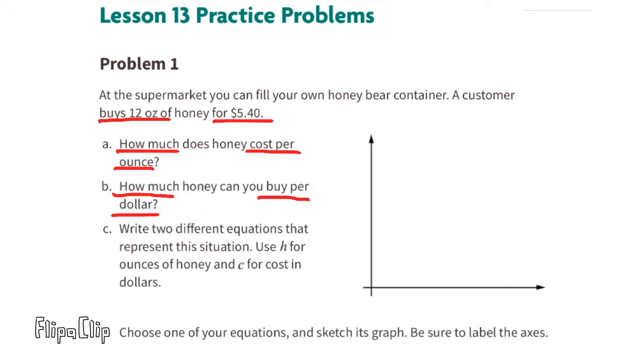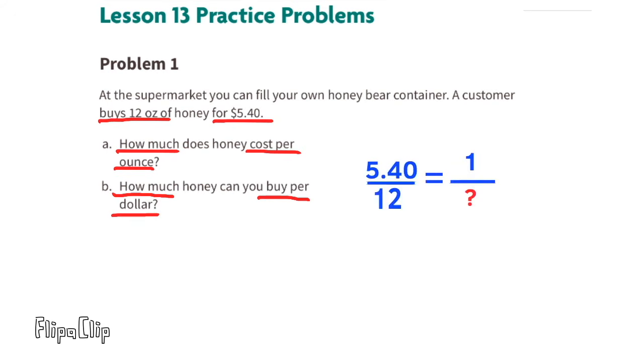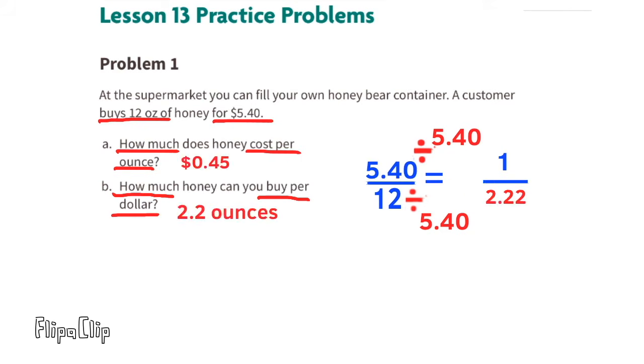B. How much honey can you buy per dollar? One way to figure this out would be $5.40 divided by $5.40 to equal $1, and 12 ounces divided by 5.4, which equals 2.22. So you can get approximately 2.2 ounces for $1.